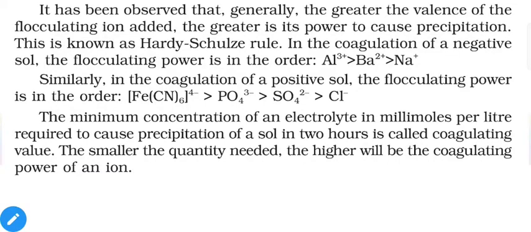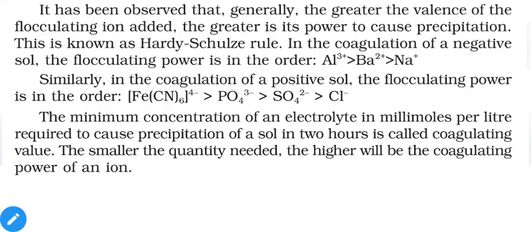And the same is applicable with negative ions. The higher the charge on the negative ion, the more will be the flocculating power. So that means a minus 4 ion is more effective than a minus 3 ion, and minus 3 is more effective than minus 2. Minus 2 is more effective than minus 1. That means a higher charge can neutralize more colloidal particles than a lower charge. The minimum concentration of electrolyte in millimoles per liter required to cause precipitation of the sol in 2 hours is called the coagulating value. The smaller the quantity you need, the higher will be the coagulating power of the ion.